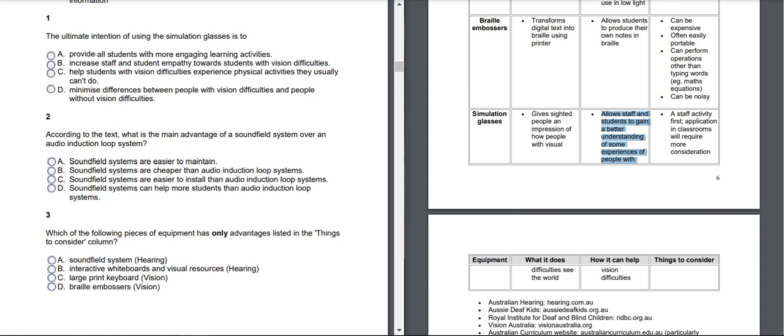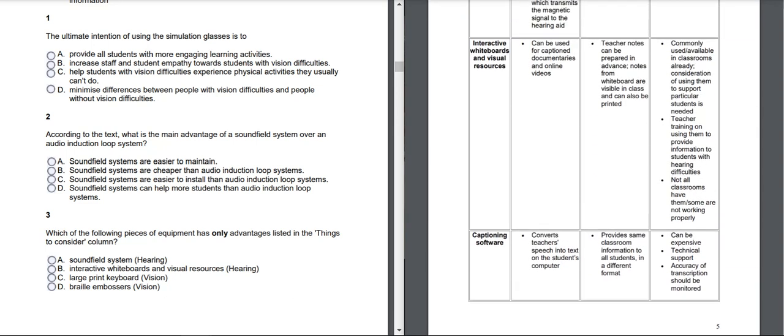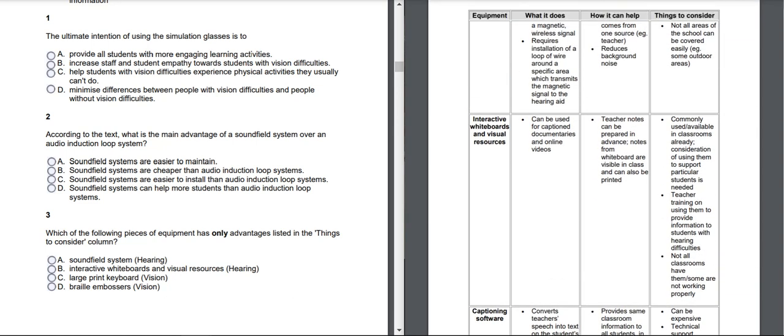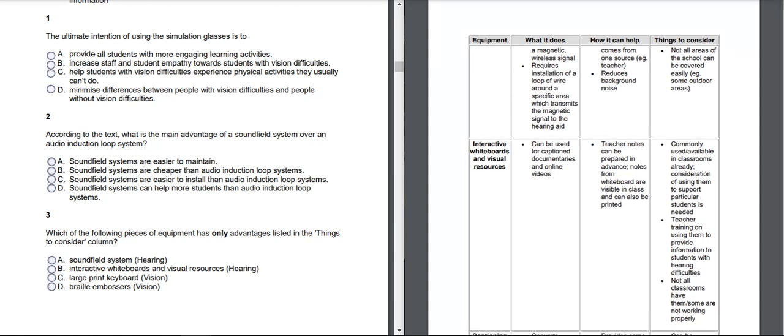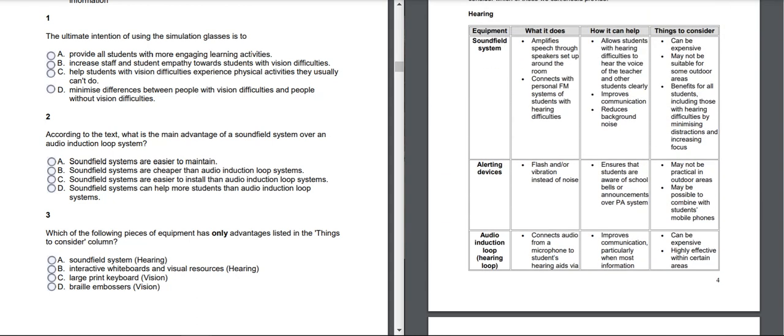Question 2. According to the text, what is the main advantage of a sound-field system over an audio induction loop system? So this is one of the questions that I found a little bit funny, and there are a number of them in the literacy section. So this is something that you need to get used to. So we're comparing sound-field compared to audio induction. So here is sound-field. It can allow students with hearing difficulties to hear a bit more clearly. It improves communication. It reduces background noise. It can be expensive, not suitable in some areas.